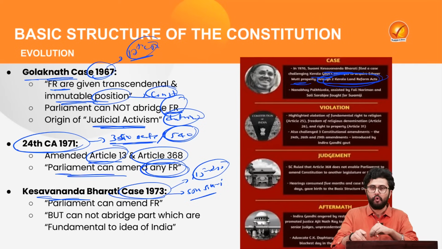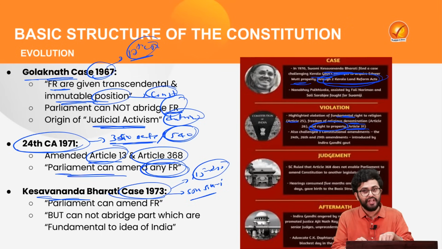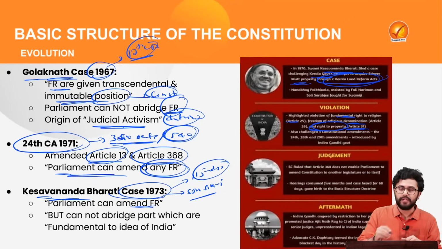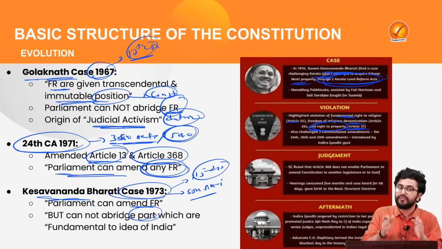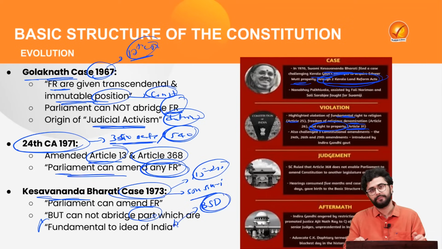And the major violations under consideration were the violation of the fundamental right to religion, of religious denomination, as well as, you can see here, the fundamental right to property under Article 31. In this landmark judgment, the Supreme Court held that yes, Parliament can amend fundamental rights. But at the same time, it also held that Parliament cannot abridge or take away the parts which are fundamental to the idea of India, thus laying down the basic structure doctrine.